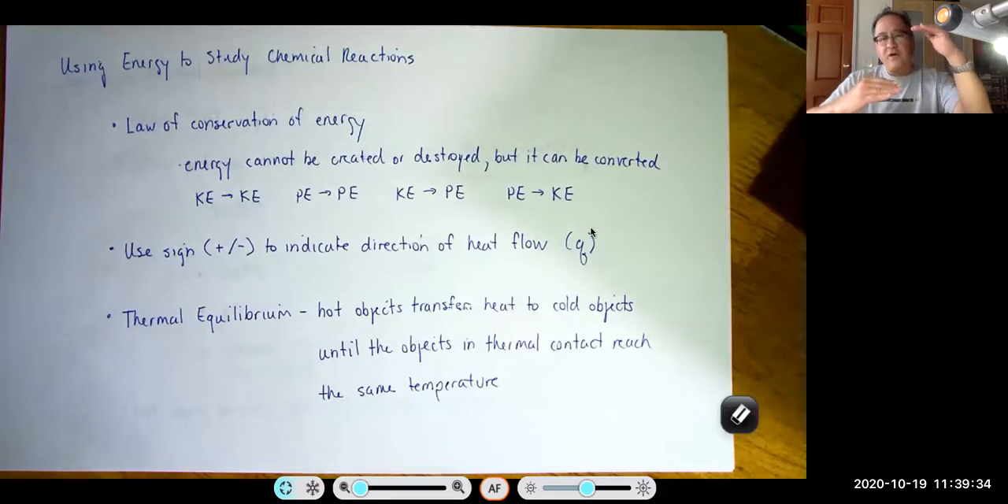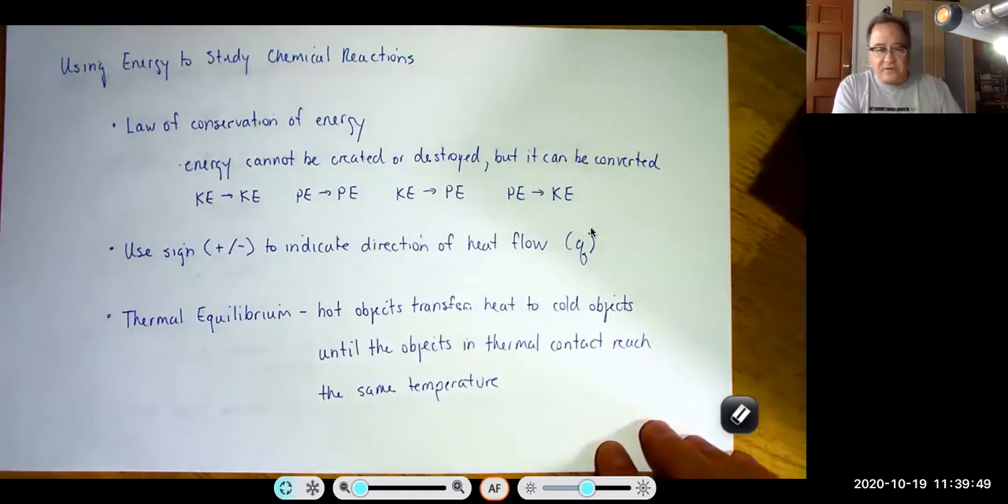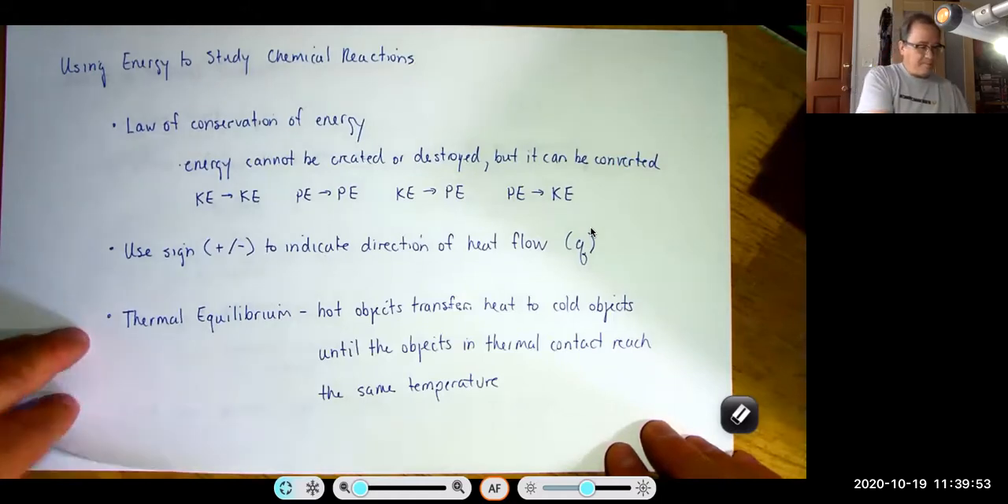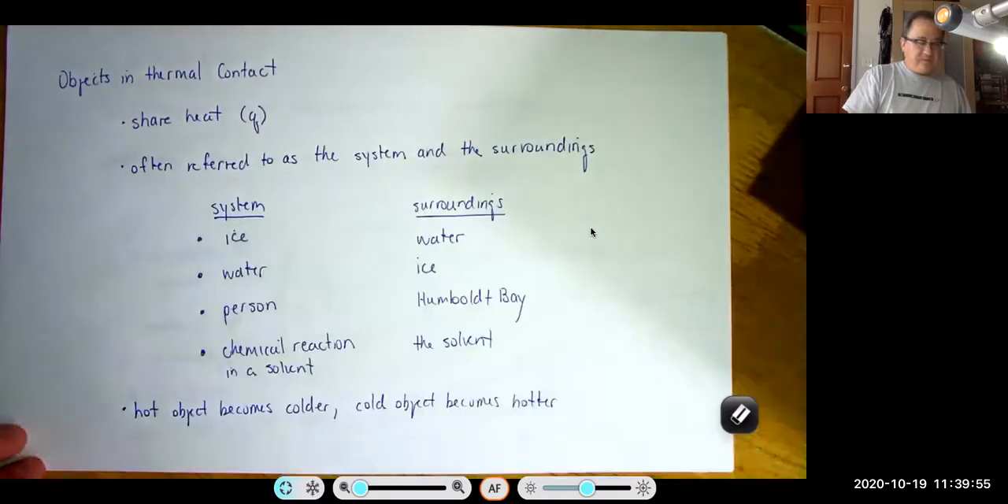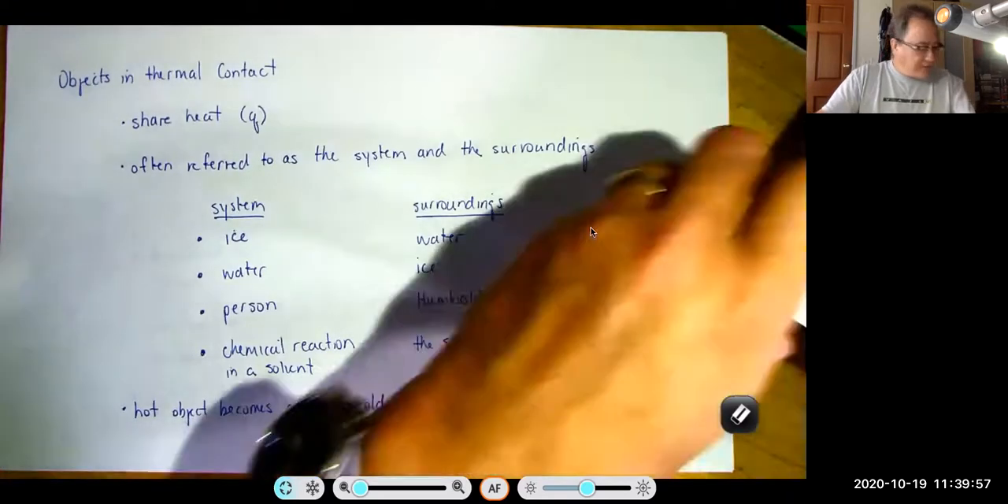And so we know that energy flows from the hot into the cold, because if it were the other way around, if energy flowed into the hot, the hot would get hotter and the cold would get colder. And we don't see this. So we know that energy flows from the hot to the cold. Until when? Until they reach the same temp. So let's take a look at this in a little more detail.